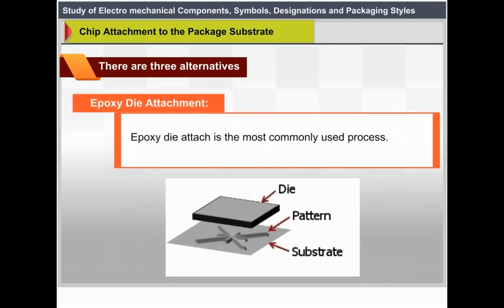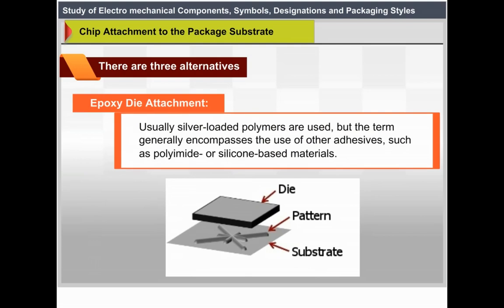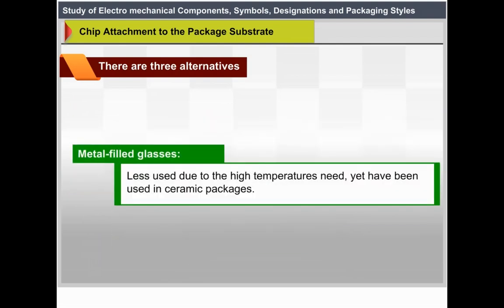Epoxy die attachment. Epoxy die attachment is the most commonly used process. Usually, silver-loaded polymers are used, but the term generally encompasses the use of other adhesives such as polyimide or silicon-based materials. Metal-filled glasses. Less used because of the high temperature needed, but have been used in ceramic packages.